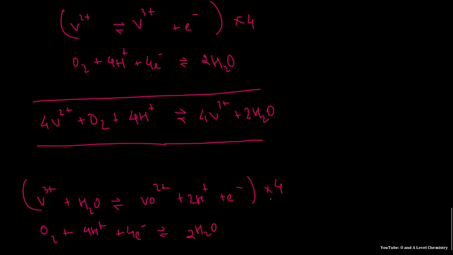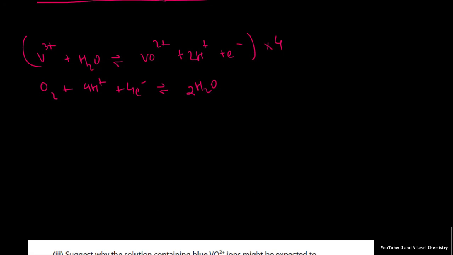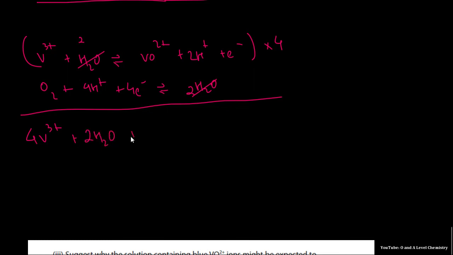To cancel the electrons, I'm going to multiply this by 4. The electrons are going to cancel out. Notice that the waters are going to cancel out too. I have 4 waters here and 2 waters here, so I'll have 2 waters left here, plus O2. And then the H's are going to cancel out.